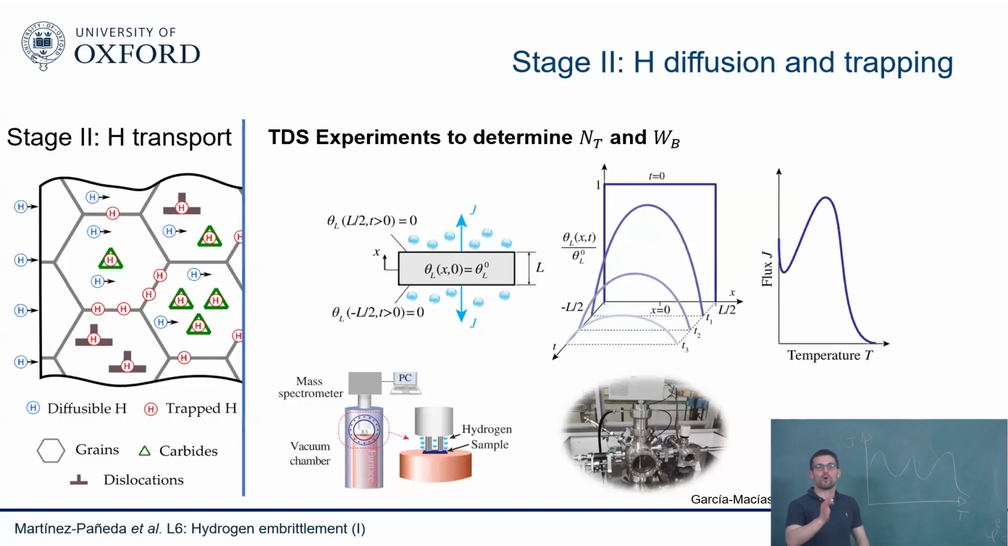Second of all, even if you get the binding energy, you still need to think, okay, I got a trap 1 with a binding energy of minus 40. What is this? A dislocation, a grain boundary, a carbide? So you need to be careful. You need to do some metallurgy.